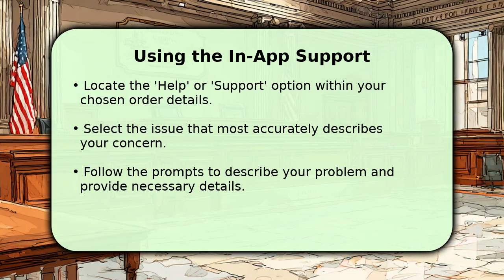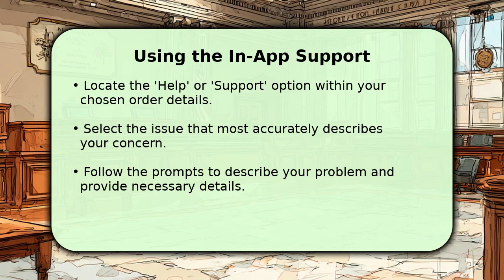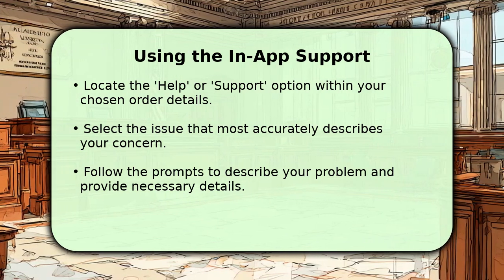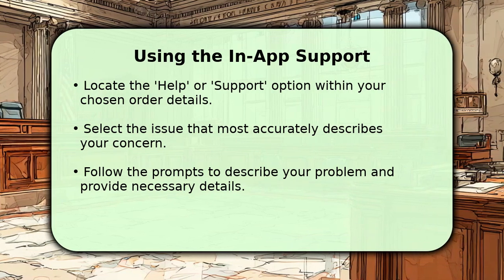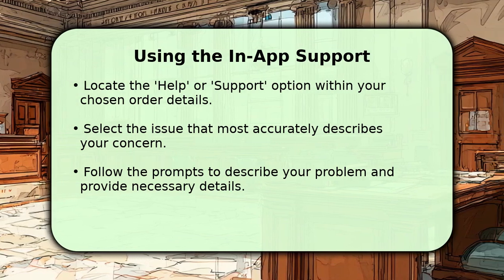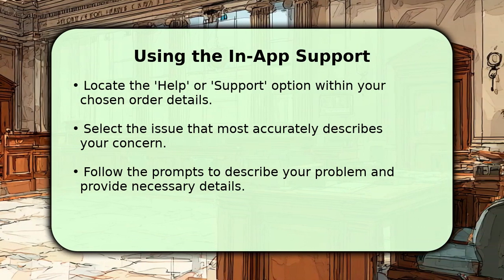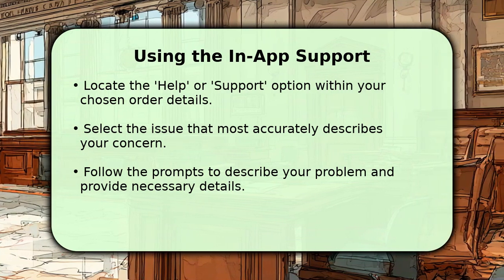Zomato provides a list of common issues, such as missing items, delayed delivery, or incorrect orders, from which you can choose. Clearly describe your problem in the provided text box, including any important specifics. Their team typically responds to these in-app queries within a few hours, aiming for a quick and satisfactory resolution.